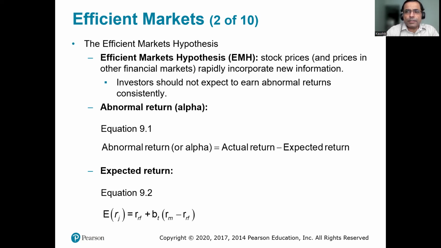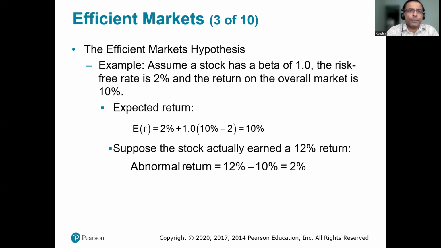Expected return is calculated using the capital asset pricing model, which says that expected return is risk-free rate plus risk premium. And risk premium is stock beta into the difference of market rate and risk-free rate. So it is not possible to earn abnormal returns or alpha on a continuing basis.